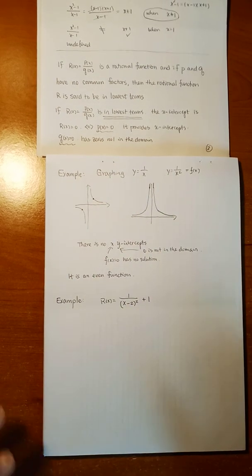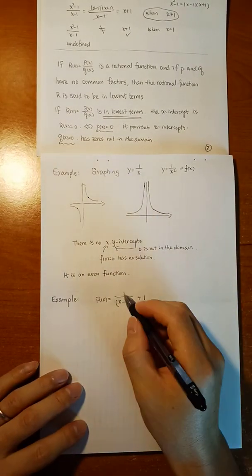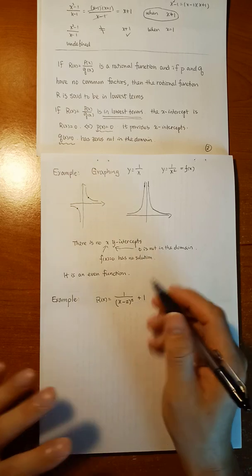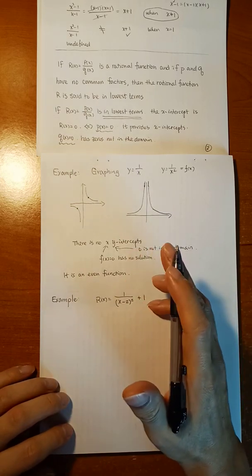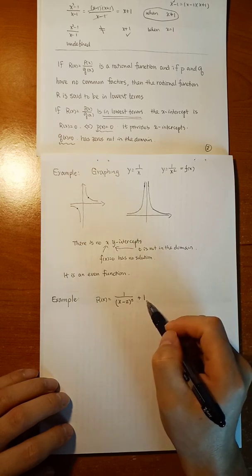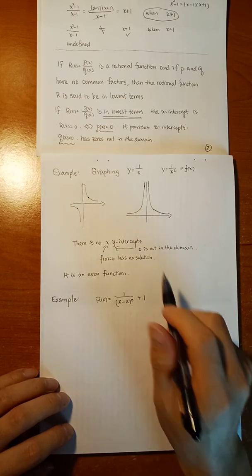Now let's do some transformation. We have 1 over (x minus 2) squared plus 1. There are two transformations. One is a horizontal shift, the other one is a vertical shift. You can try either direction. In the book, they try the horizontal first, the vertical second.